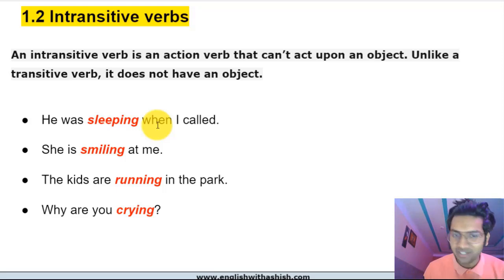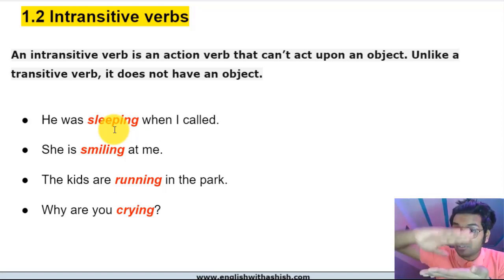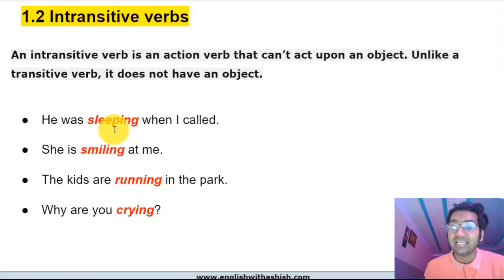If it answers any of these two questions, it's a transitive verb. If it doesn't, it's an intransitive verb. Simple. He was sleeping what? We don't get any answer. He was sleeping whom? Still, we don't get any answer. So it's an intransitive verb. Can you sleep somebody? You cannot sleep somebody. You can sleep on somebody or something, but you cannot sleep somebody or something, right?